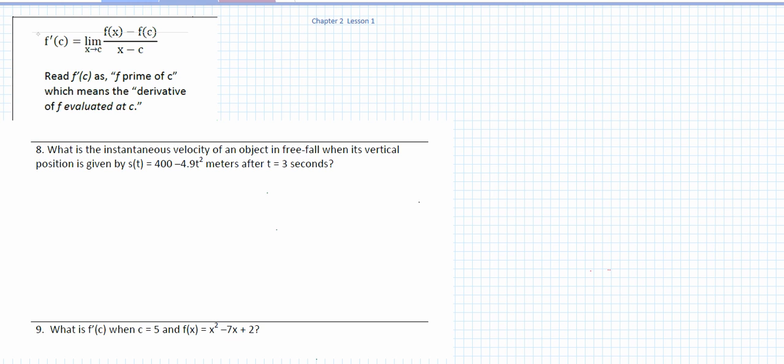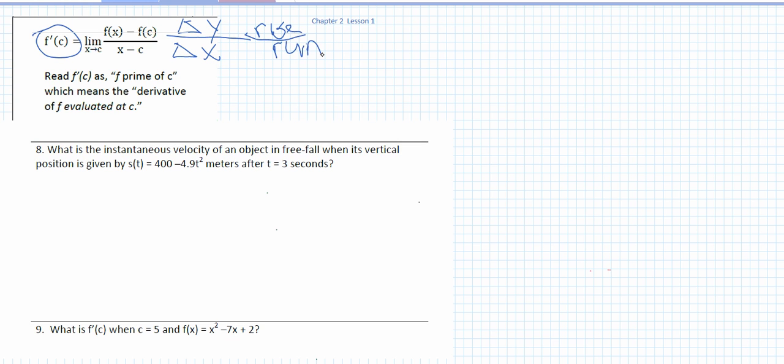Of course, that notation is basically the derivative, but we're evaluating it at a specific point called C. Sometimes this is called a difference quotient, and it's basically just the slope. On the bottom we have delta x, and on the top we have delta y. So it's just the slope, the rise over the run.